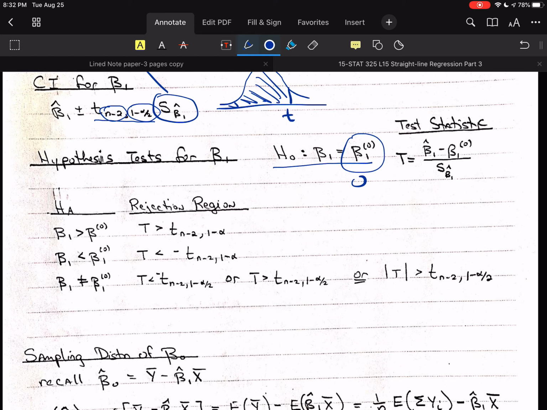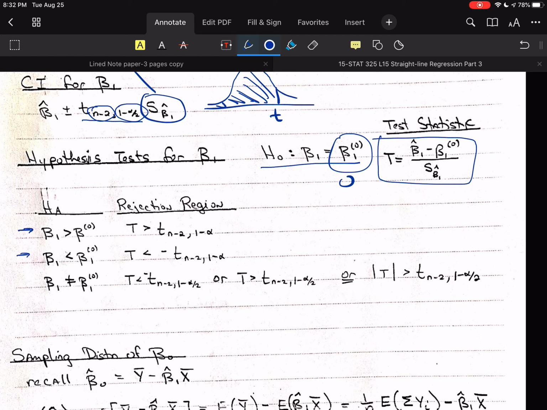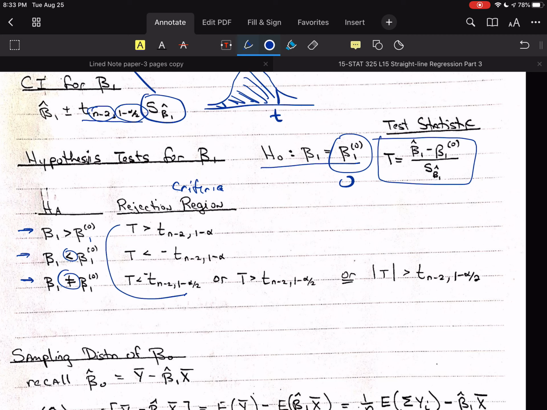And again, the test statistic is given here. And then our alternative hypothesis could be one of these three. Either beta 1 is greater than beta 1 naught, or it's less than, or it's not equal to, and that changes our rejection region, or I like to call this the rejection criteria. If this statement here is true, we reject H naught. Otherwise, we don't.